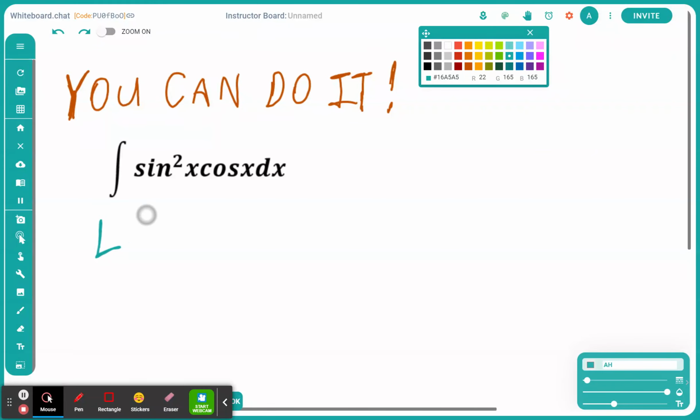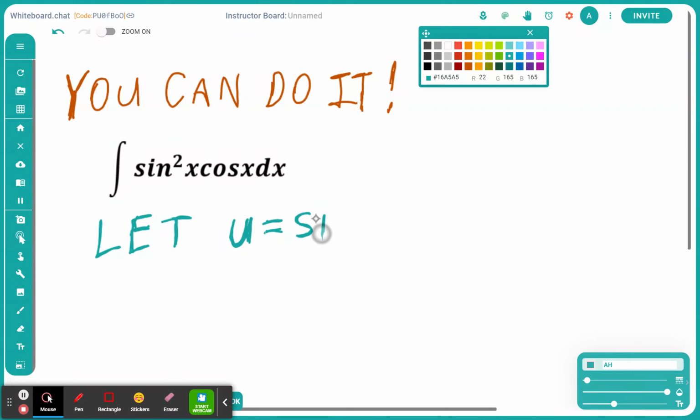That means you have to let u be one of the parts such that the derivative is a scalar multiple of the other part. Now, how do we do this? The general rule is you always let the more difficult part be u.